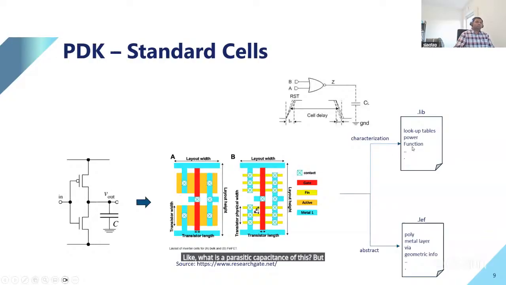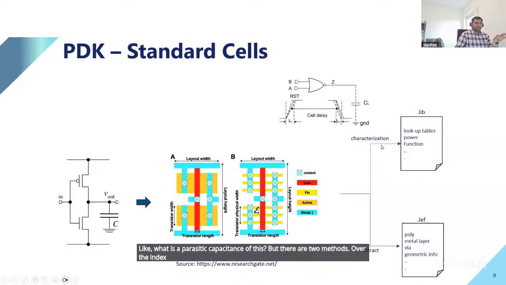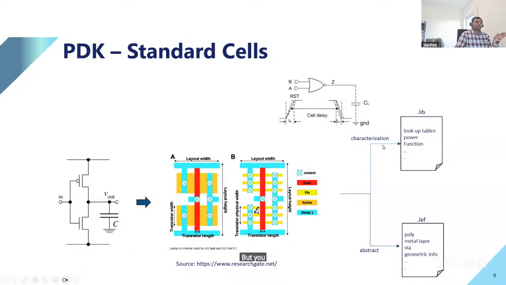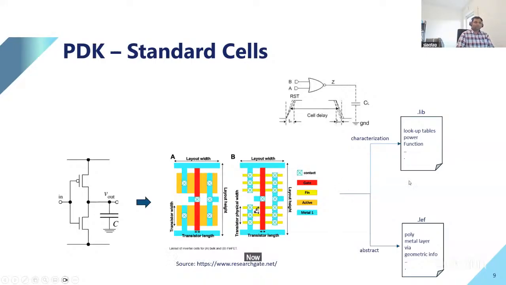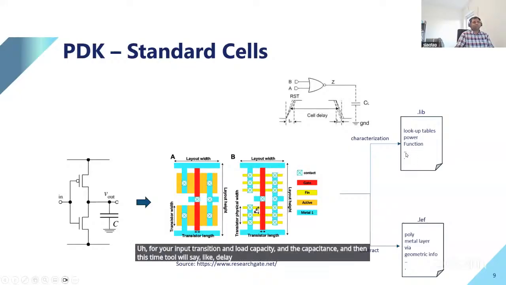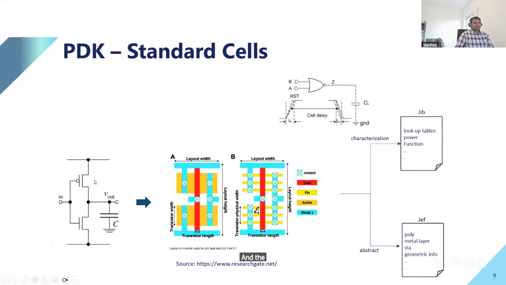But there are two methods. At the next level, you will get the gate, but you will also get the parasitic file. That parasitic file will give you the parasitic capacitances. Now the tool will be smarter. The tool will use this lookup table for your input transition, load capacitance and the parasitic capacitance. Then this time the tool will say the delay is not actually 2 nanosecond, it's 2.2 nanosecond, and the actual SPICE transistor simulation will say 2.5 nanosecond.